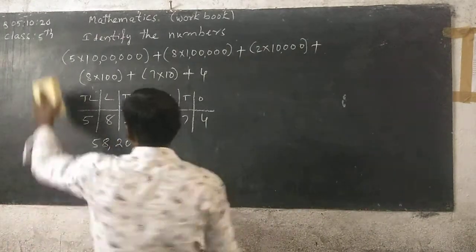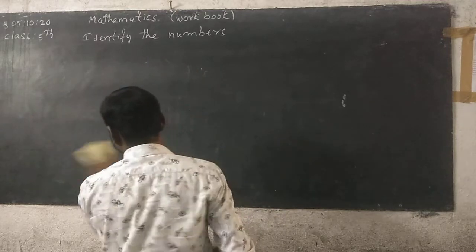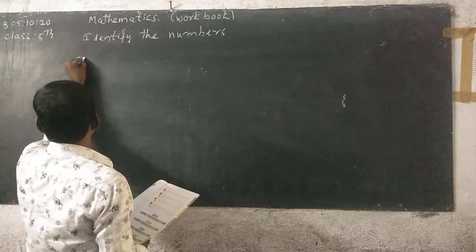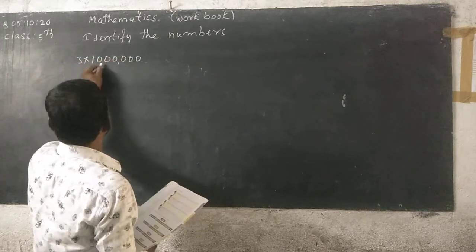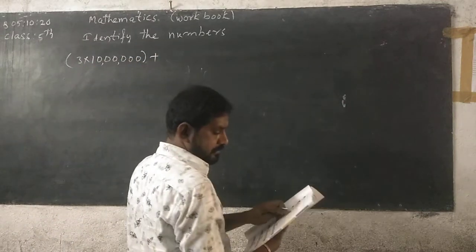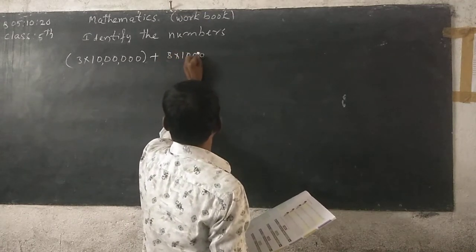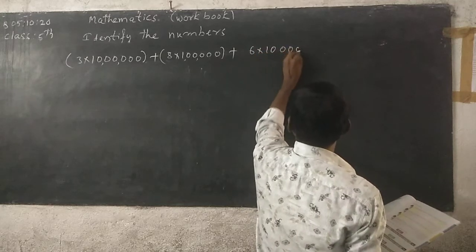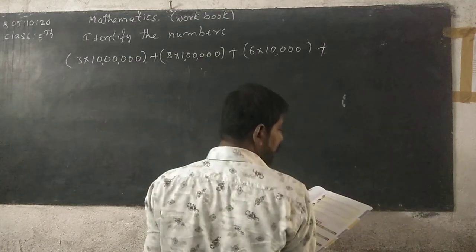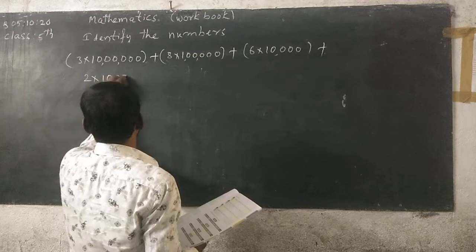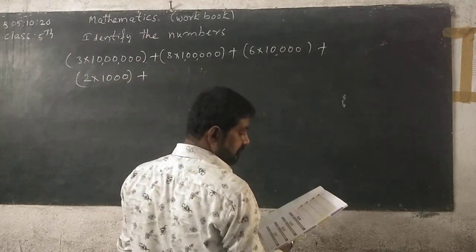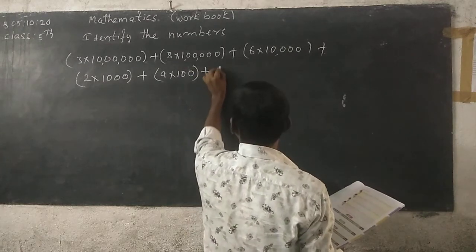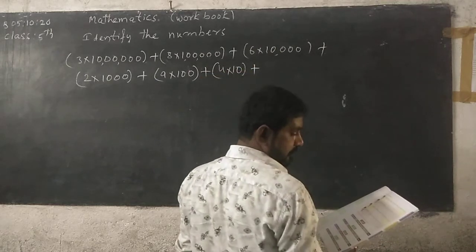Now next, 3 into 10 lakh plus 8 into 1 lakh plus 6 into 10,000 plus 2 into 1,000 plus 9 into 100 plus 4 into 10 plus 1.